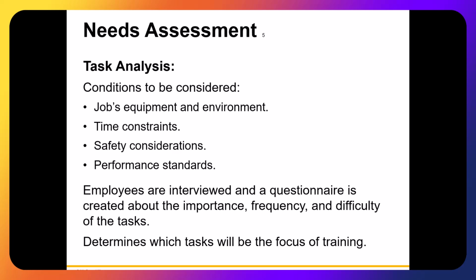Task analysis, conditions to be considered. You have the job equipment and environment, time constraints, safety considerations, performance standards. So when you look at task analysis, do they have the right type of equipment? Next question is, are they in the right type of environment to do what you're asking them to do? Give you an example. If people are making a metal part for a car, they're going to be doing a lot of movement back and forth. Do you have them in a place that's conducive, particularly during the summertime, that cools them off enough so that they don't overheat?